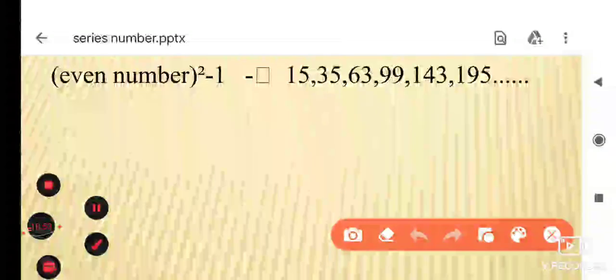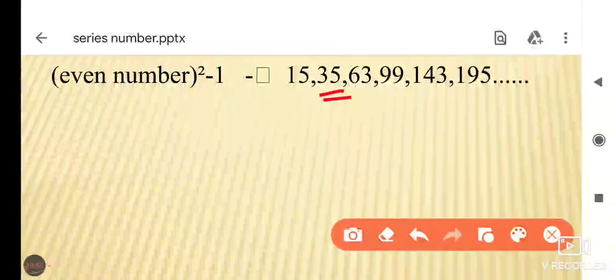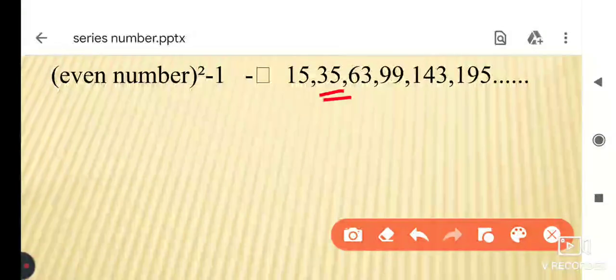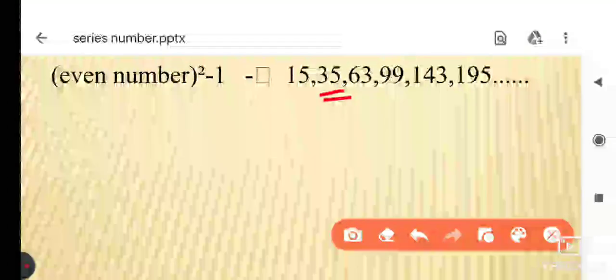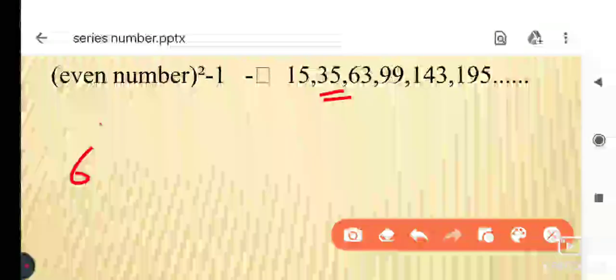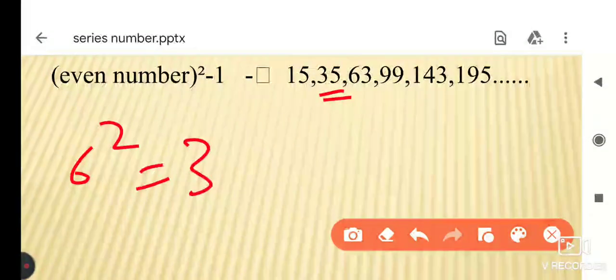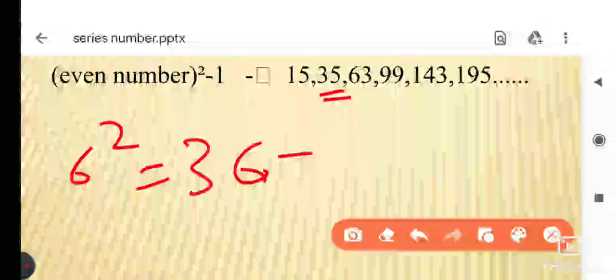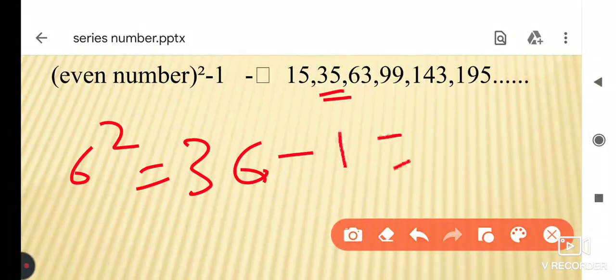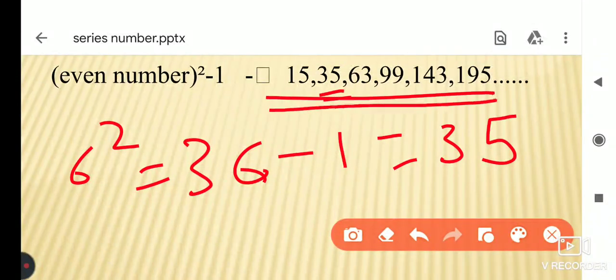The next number is 35. So if we add 1 to 35, that is 36. So 36 is a square number of 6. So if we subtract 1 from 36, we get the answer, that is 35. So here we can easily identify the pattern, that is the even number square minus 1.